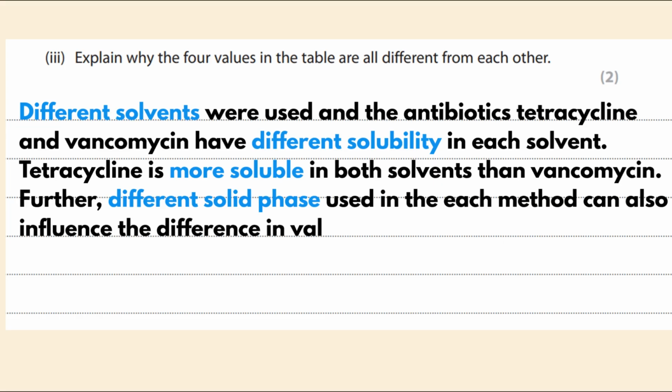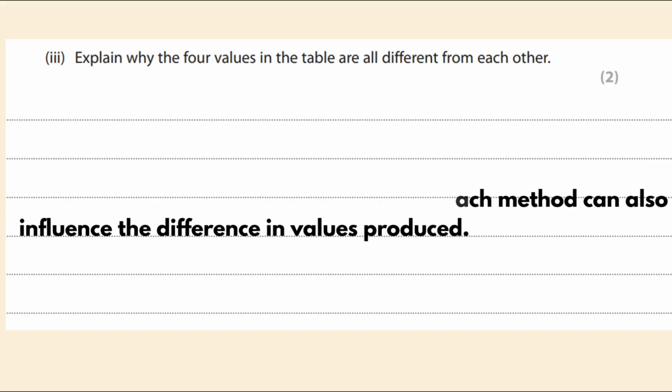And finally, we can say that they might have used different solid phases. Maybe in one method they use paper chromatography, and in another method they use silica gel or another solid phase. So this can also produce different RF values.